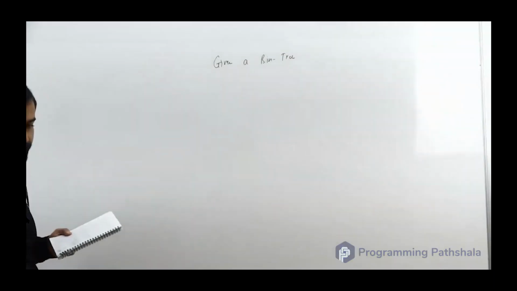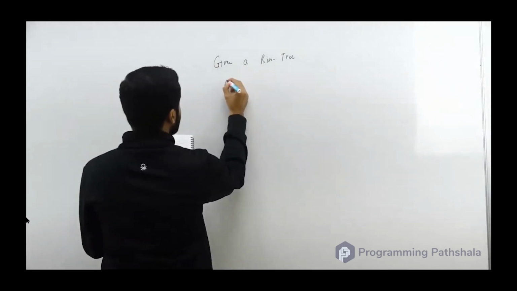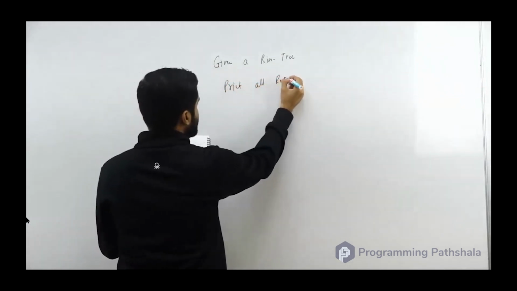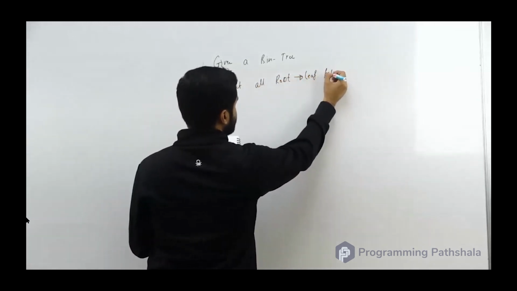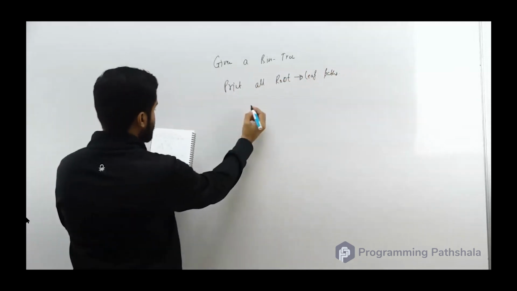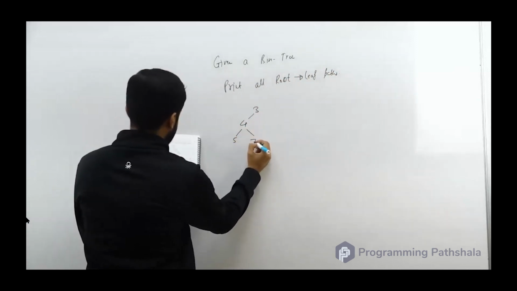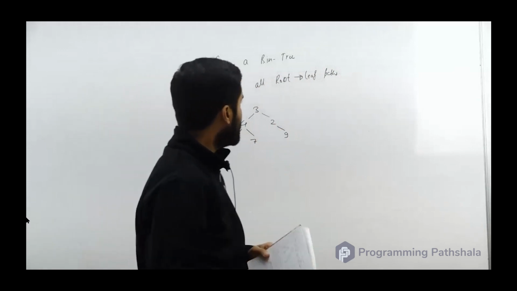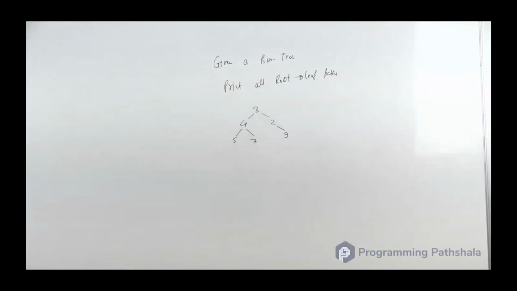Let's look at that question now. We have been given a binary tree, and what we want to do is print all the root to leaf paths. So let's say your binary tree is like that. How many root to leaf paths are there in this tree? There are 3 root to leaf paths.